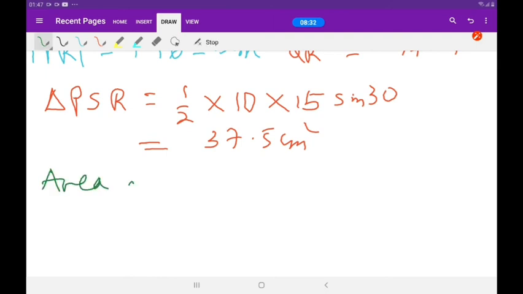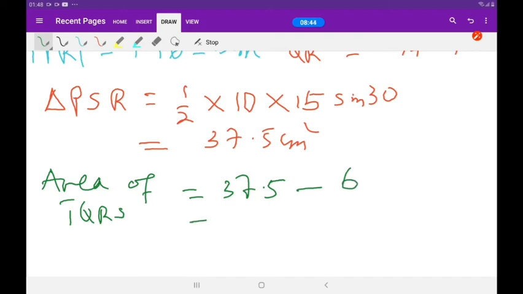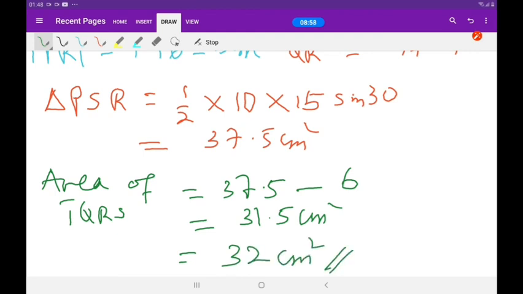Such that the area, finally, of TQR that we are required to calculate will now be 37.5 minus 6, and that will be 31.5 centimeters squared. To the nearest whole number, that gives us 32 centimeters squared.